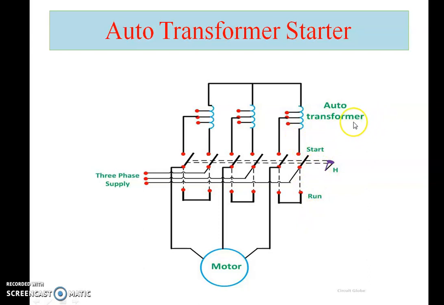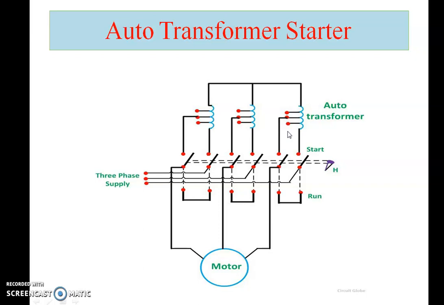Now, as we know, the auto transformer has a number of tappings. As I mentioned in the diagram, these are the number of tappings connected to the transformer winding. So this number of tappings means what? It is near about 25%, 50%, 70%, or simply 30%, 60%, 90%. The tapping values may be changed.